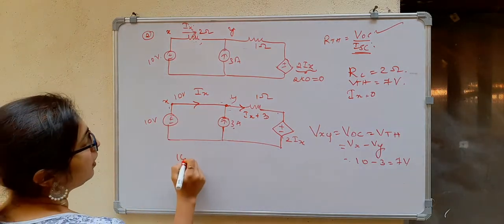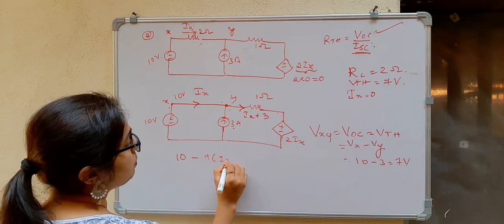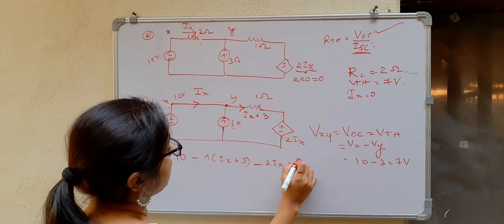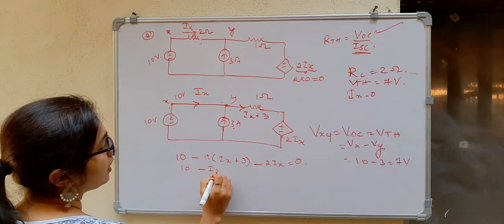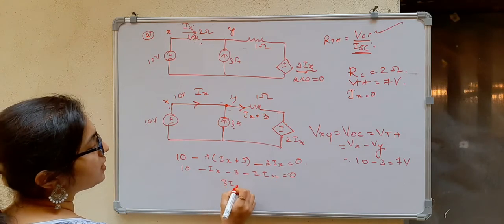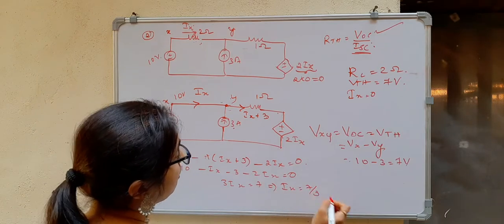So 10, I'll consider the outer loop now. That is 10 minus 1 into Ix plus 3 minus 2Ix, that is equal to 0. So 10 minus Ix minus 3 minus 2Ix is equal to 0. So 3Ix is equal to 7. That means Ix is equal to 7 divided by 3.